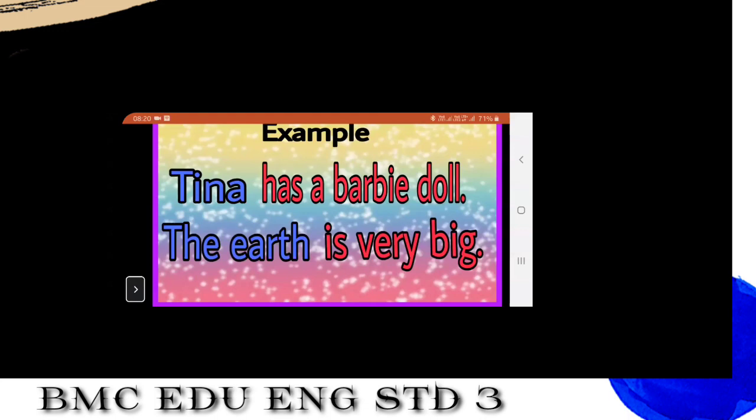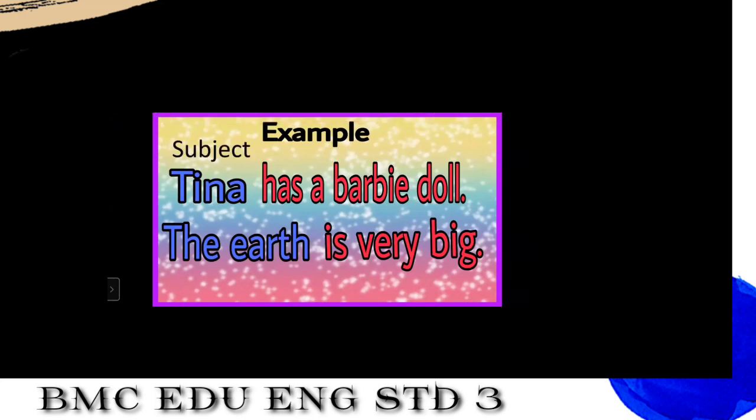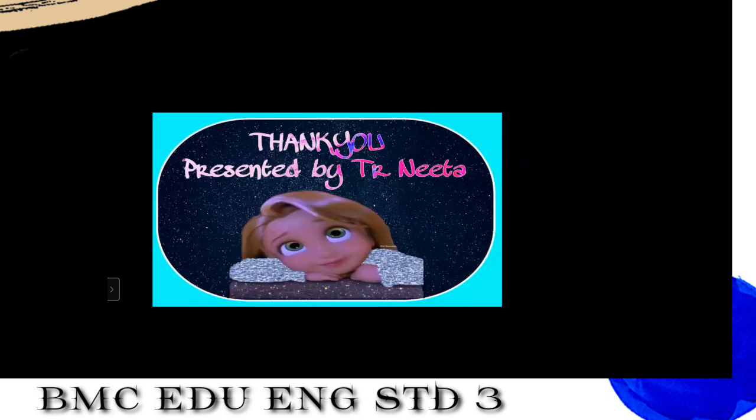The earth is very big. Now, earth, which I have written in blue, is what children? Subject, and "is very big" is the predicate. Now, see here, Tina and the earth are subjects, and "has a Barbie doll" and "is very big" in the second sentence are predicates. Okay, thank you, children.